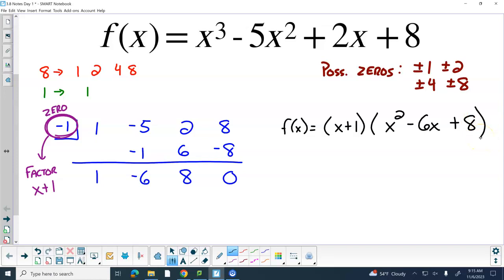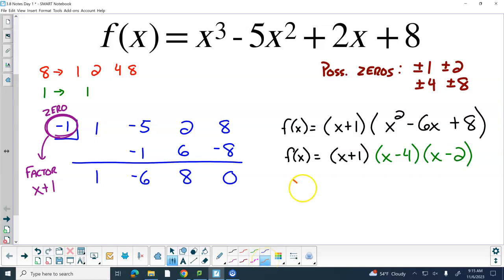Can x squared minus 6x plus 8 be factored? To what? x minus 4, x minus 2? So then f of x can be written as x plus 1 times x minus 4 times x minus 2. What? It all works out. Yeah, so we get 3 real ones, right?